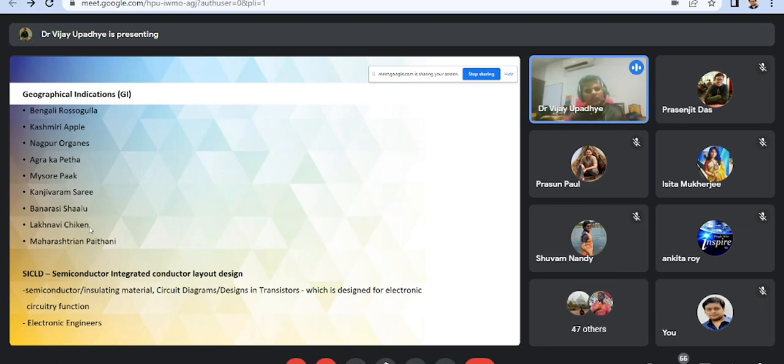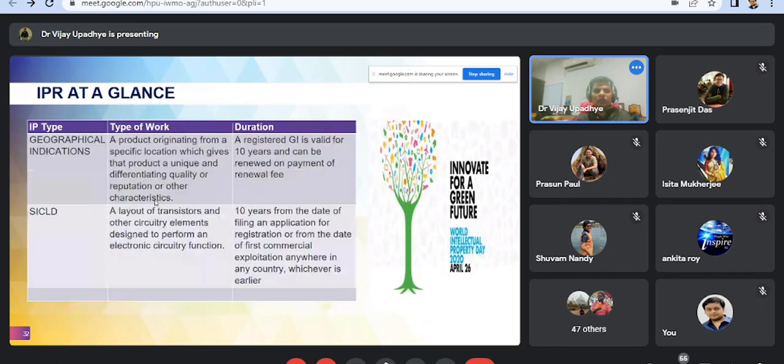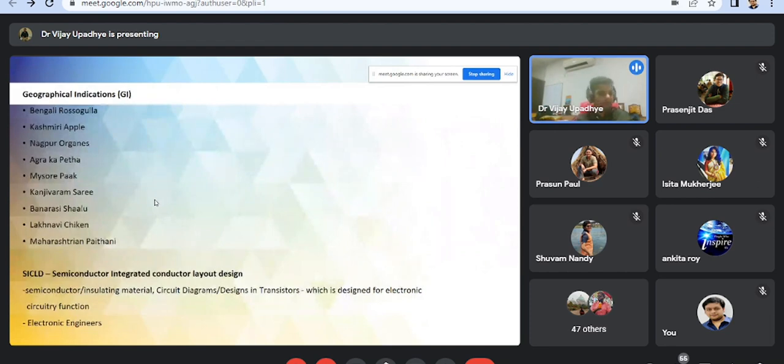The circuit design is very complicated, from transistor development. Electronic engineers are developing records, gramophones or transistors, so they have to develop the circuit design. I have rarely seen the filing of IPR in this category. SCID is the Semiconductor Integrated Circuit Division. The IPR at a glance, okay, I think plant variety is missed.